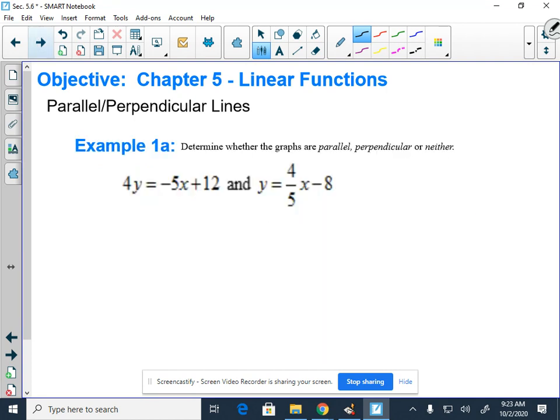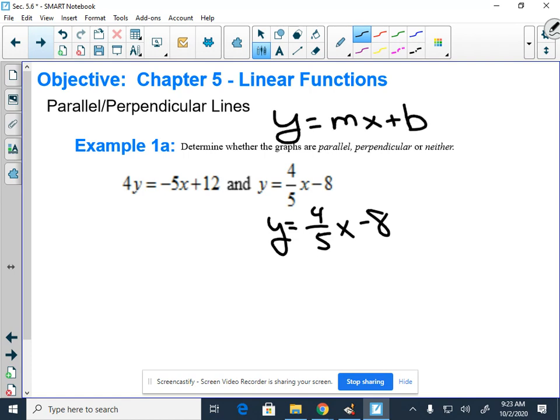That's the idea today. Okay, so this one says determine if the graphs are parallel, perpendicular, or neither, and what they are. So what we have to do, we have to put them in a certain form. Over here, this one, y equals 4/5 x minus 8. That one's in a certain form. It's in y equals mx plus b form. And we can already tell what m would be. M would be 4/5. Good.